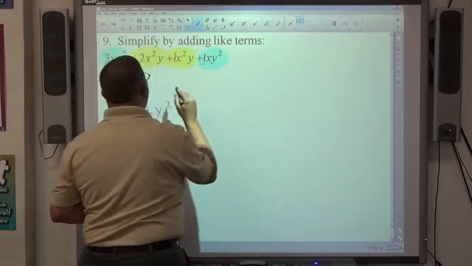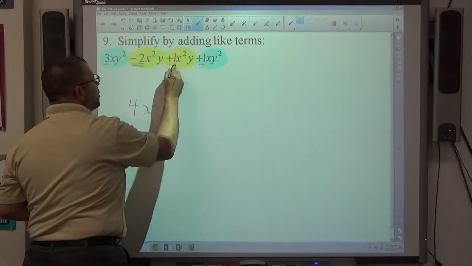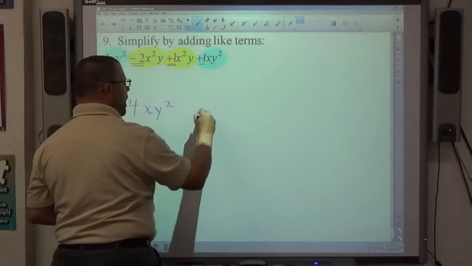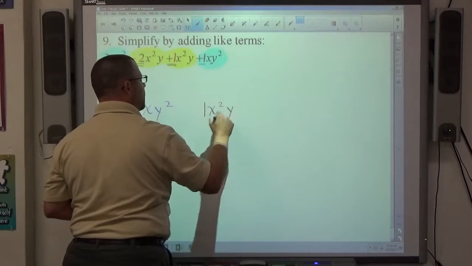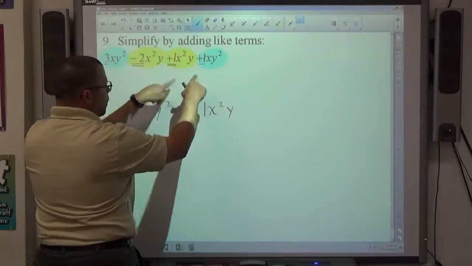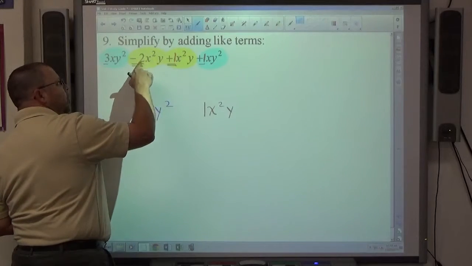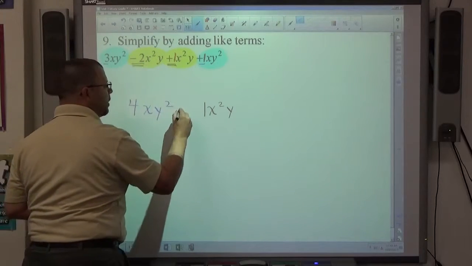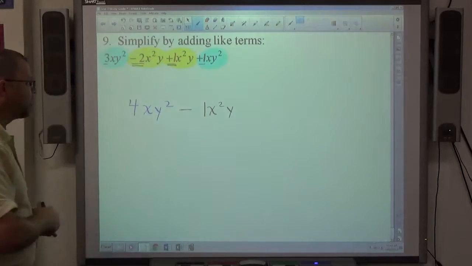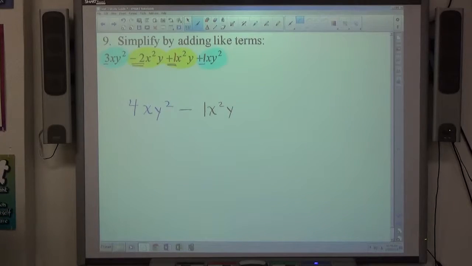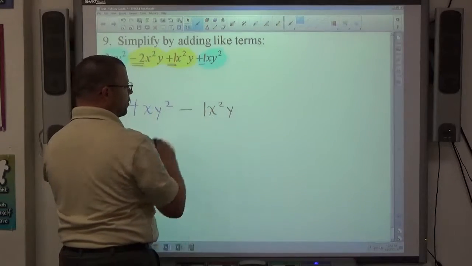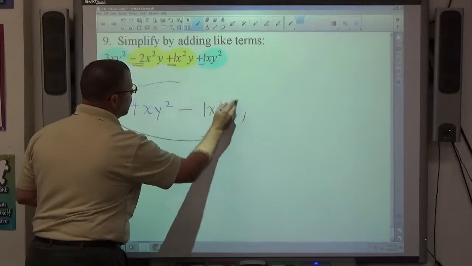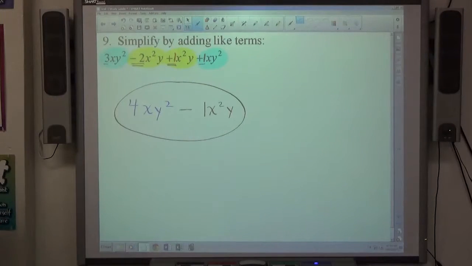Looking at my y terms, I got negative 2 and positive 1. Those signs are different, so I subtract. What made them the same was x squared y, so x squared y goes on it. 2 is bigger than 1, it's negative, so I'm going to get a minus on that one. That's as much as I can possibly do to that problem. These powers don't match, these powers don't match, so they're not like terms. Subtraction requires like terms, so you stop right there.